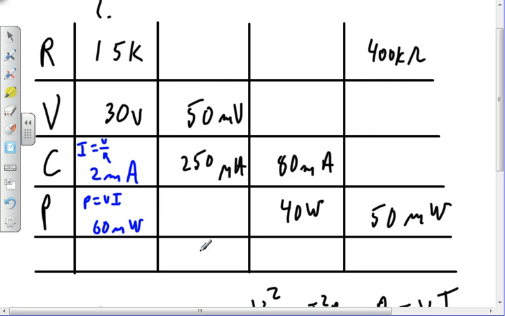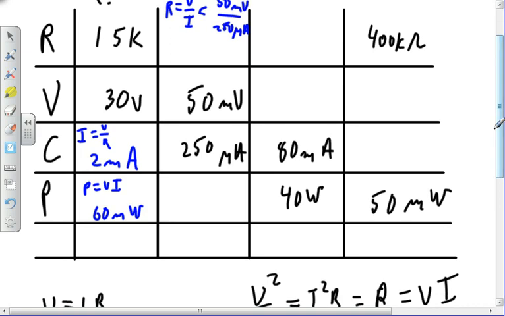All right, now I'm going to do the next row, and I'm going to say resistance is voltage divided by current. 50 millivolts, 250 microamps. So on my calculator, I'm going to put in 50 double E minus 3, divided by 250 double E minus 6. Hit the enter button, and I'm going to get 200 ohms.